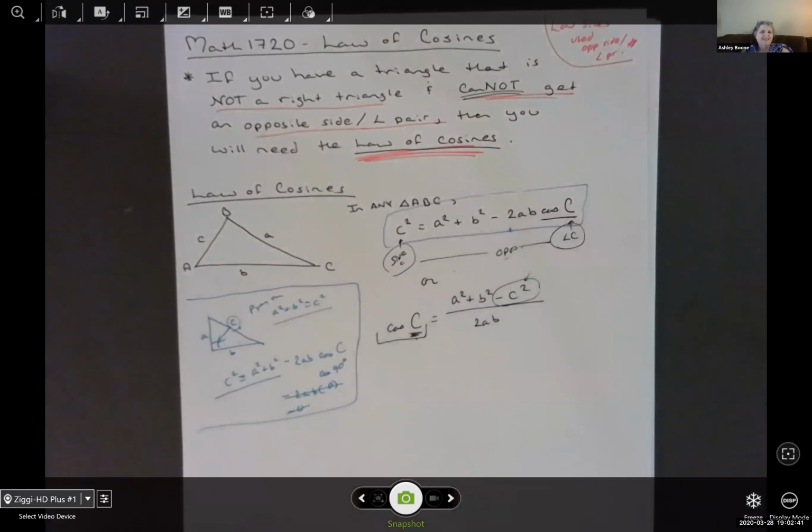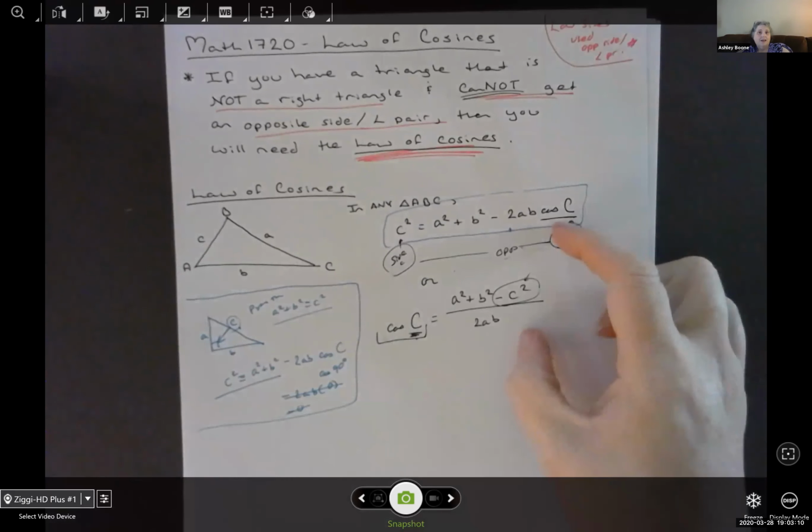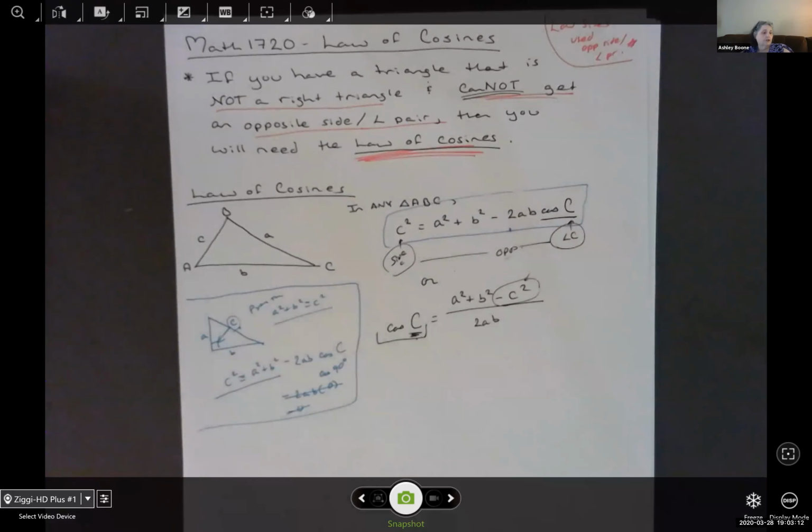Let's go ahead and dig in and look at some examples. After this, I will have some problems where you could use either the law of sines or the law of cosines. Knowing which way to deal with it is important. If it's a right triangle, grab the Pythagorean theorem or ratios. If you know an opposite angle side pair, grab the law of sines. That's going to be the quickest. And if you can't get an opposite angle side pair, use your law of cosines. Think about that as you approach all of these problems.